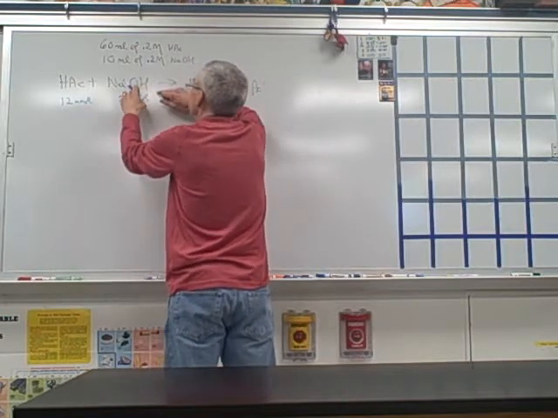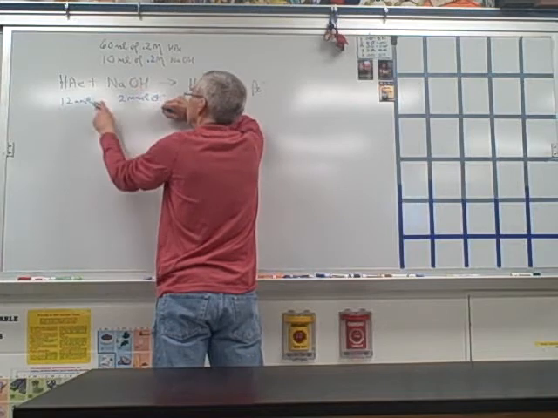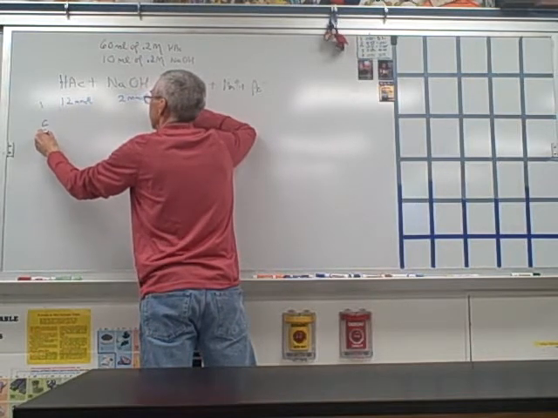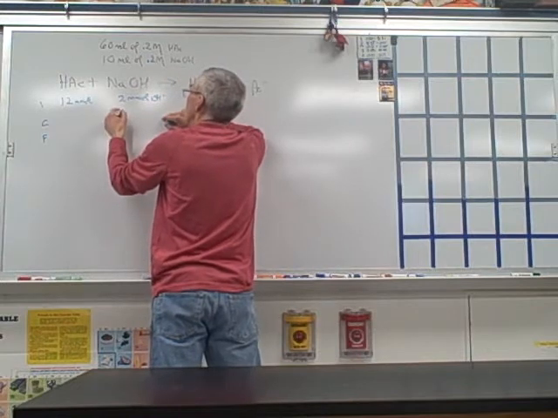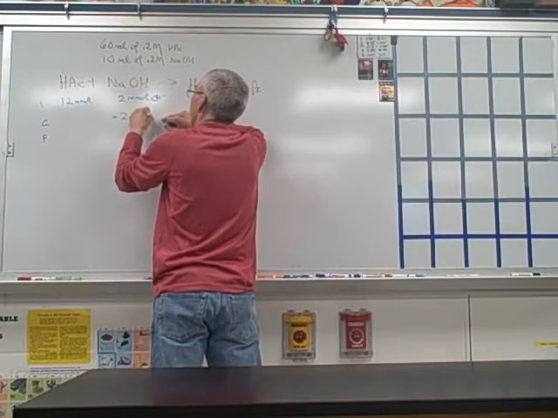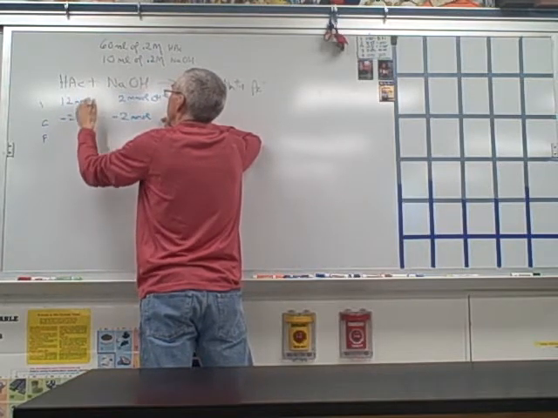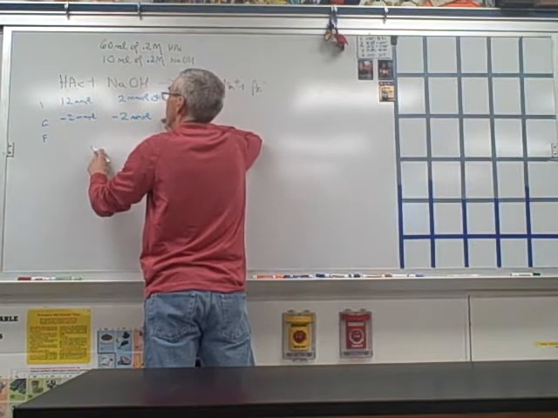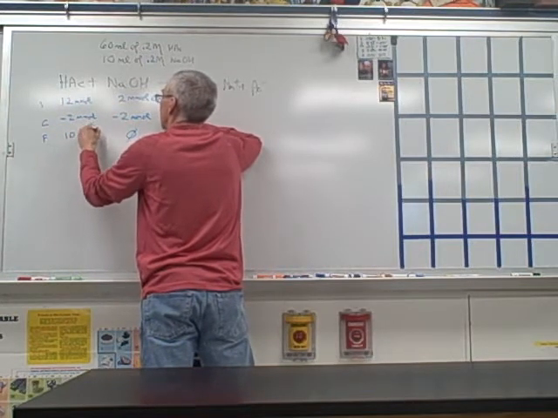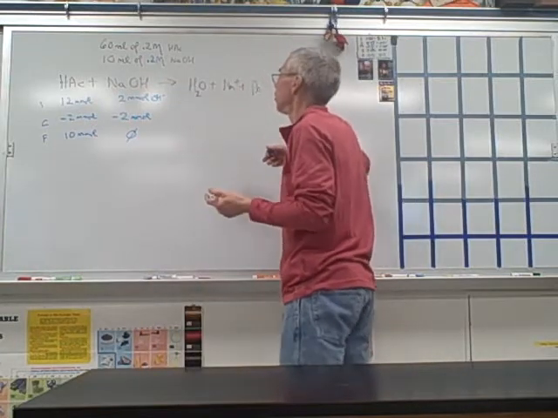Now, this is strong. The OHs are still going to completely react with the acid. So my initial, change, final is going to be 2. All 2 of those are going to react, 2 of these are going to react. Why? Because it's still stoichiometric 1 to 1. None left. 10 millimoles. Everybody good? Well, you can't answer, so I don't know why I'm asking.